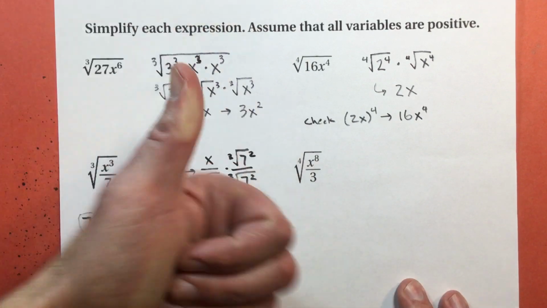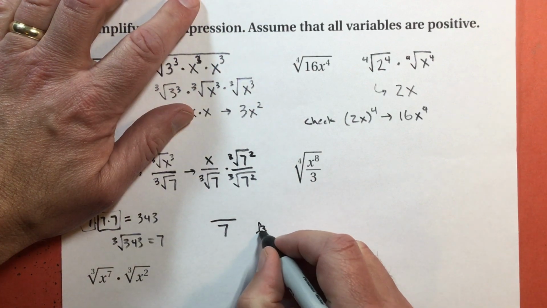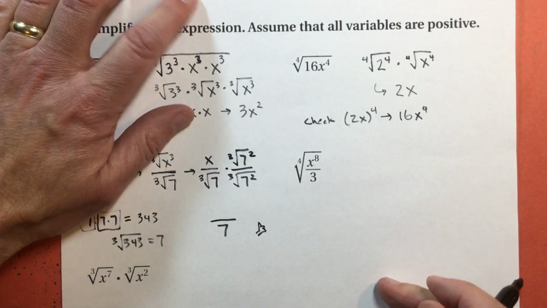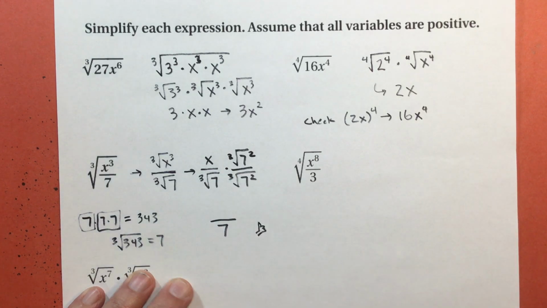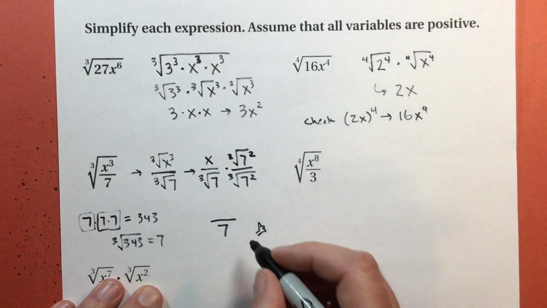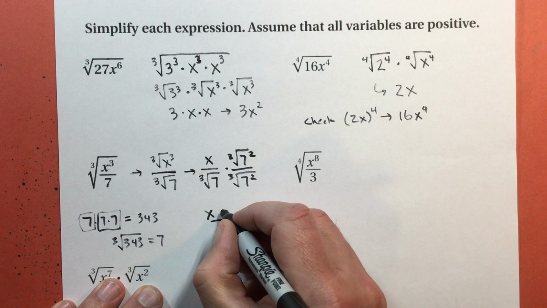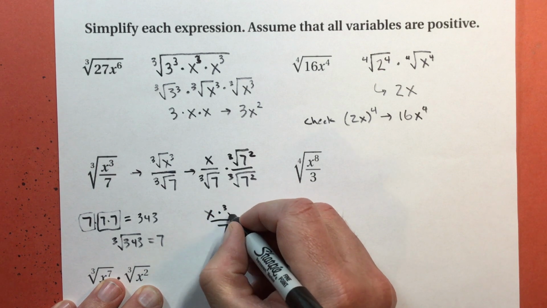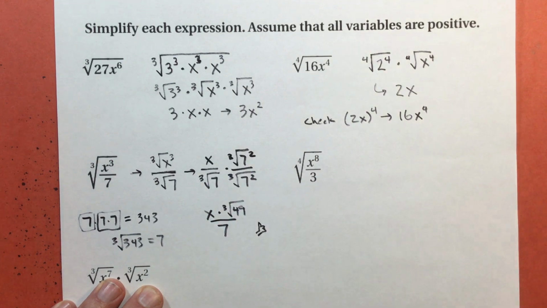That's this. Doesn't look like it at all. Okay. The numerator can be irrational. That's perfectly okay. So in the numerator, I get x times the cube root of 49. I'll go ahead and say 7 squared equals 49.